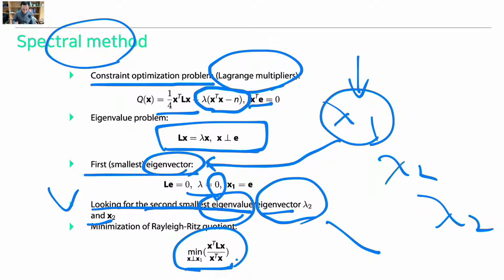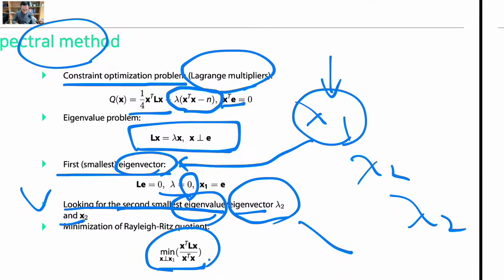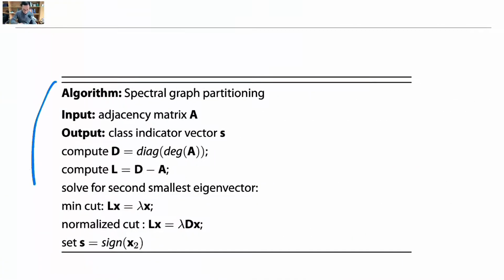I'm not going to talk about this much. So this is the summarization about spectral graph partitioning. So we get this input. So we expect this output. So to get the output, we compute the Laplacian matrix. And we get the second smallest eigenvector.